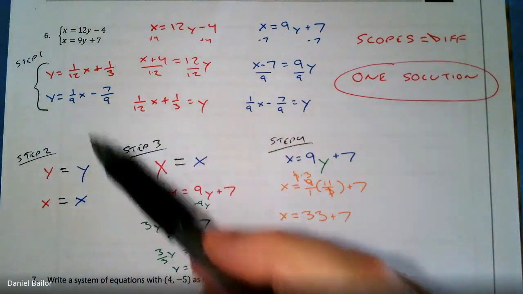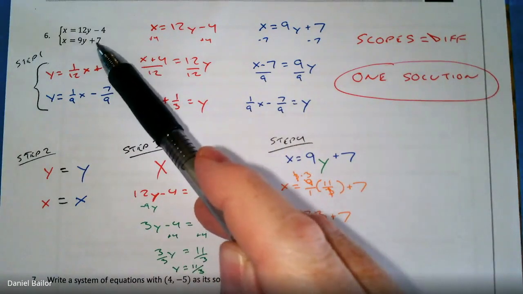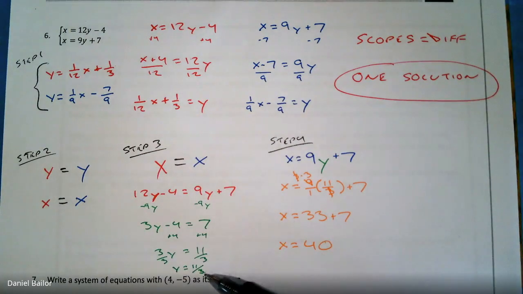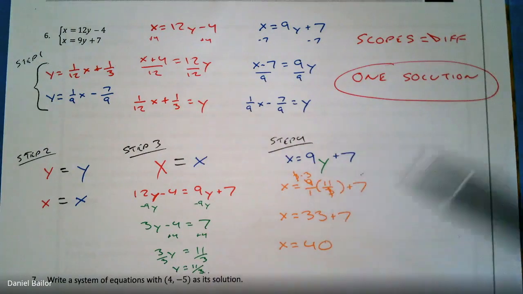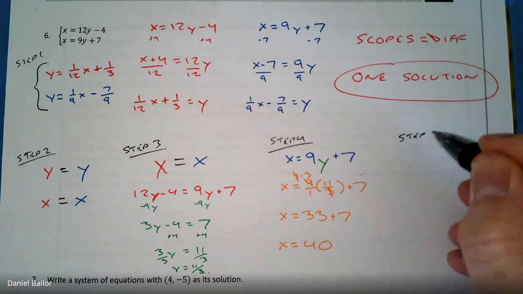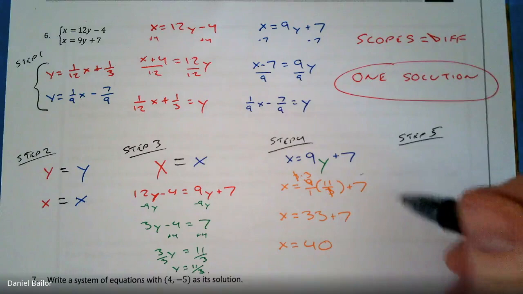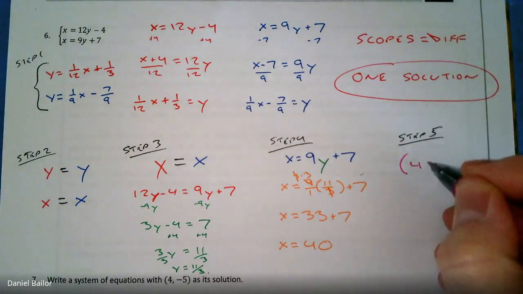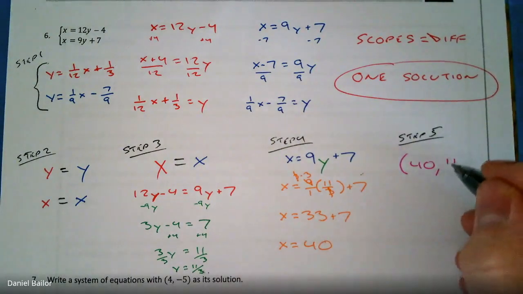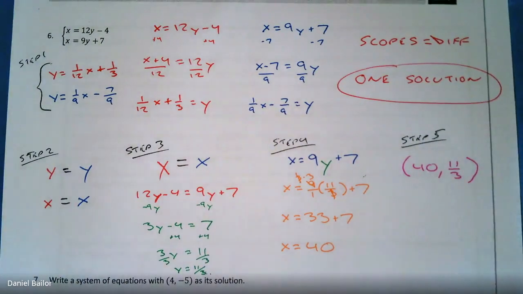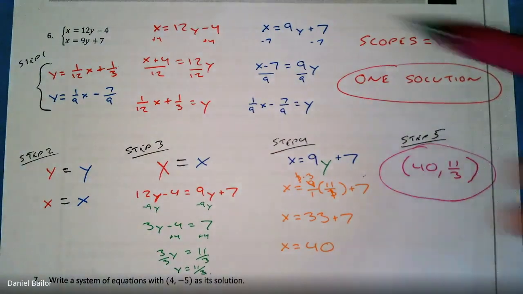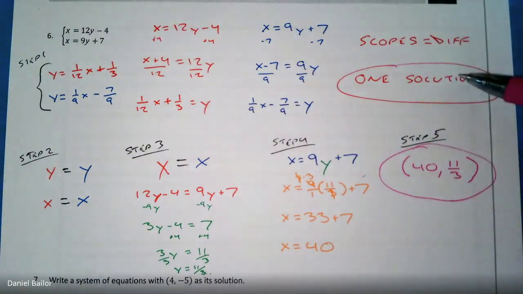So I used my system. I found y. I used the y to find the x. And then step 5, my solution is going to be taking the x, which was 40, taking the y, which was 11 thirds, and writing them like coordinates. That is my answer. So this system has one solution, and that is the solution.